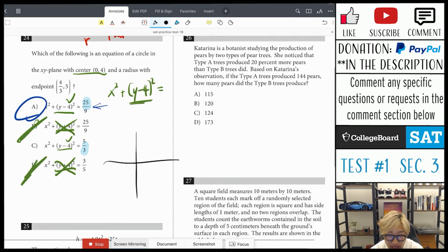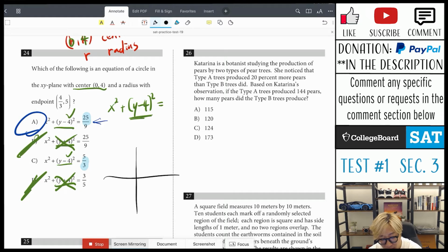I'll just give you an idea how to find a radius. So the center is at (0, 4). Don't just do that. (0, 4) is somewhere over there. That's the center. And then the endpoint is (4/3, 5), so somewhere right there. So the circle better look something like this, because that's an endpoint. So shouldn't that be the radius?